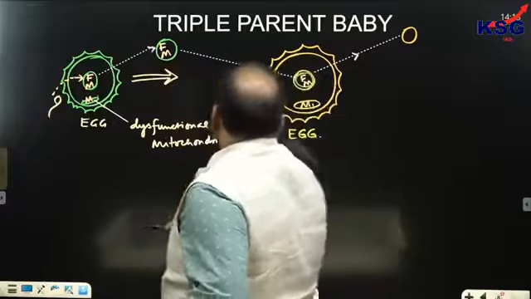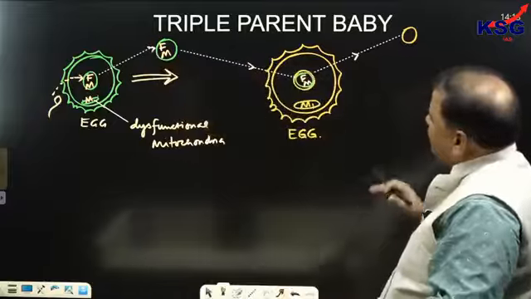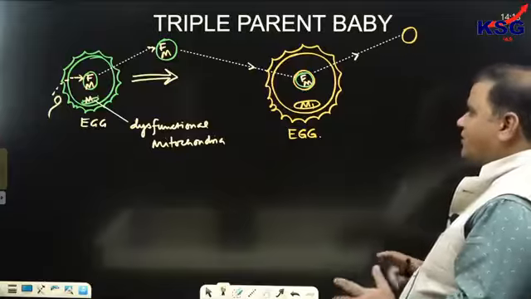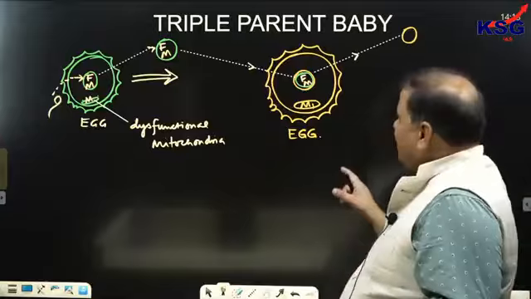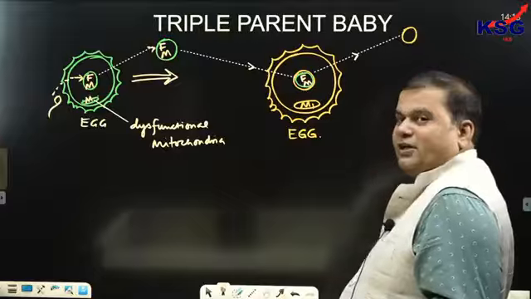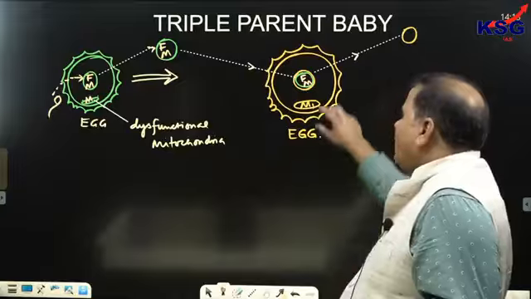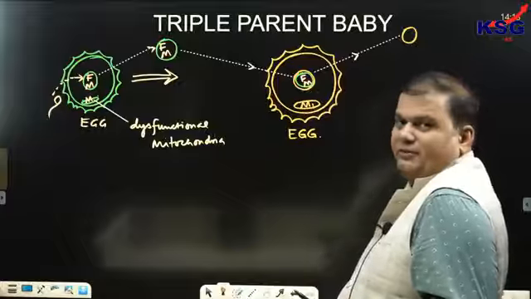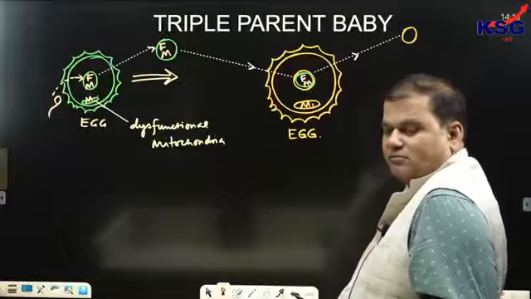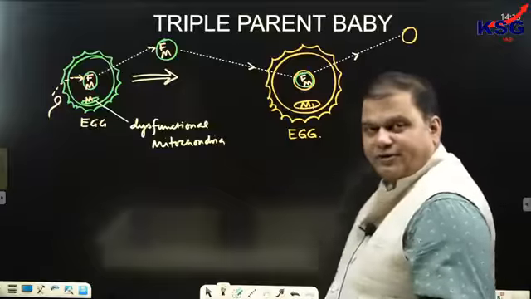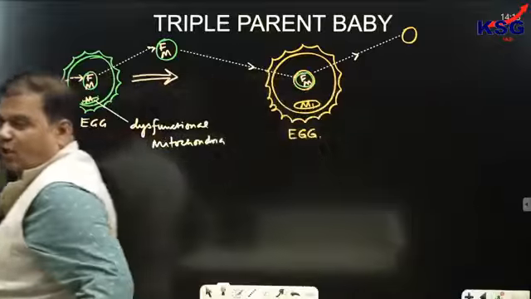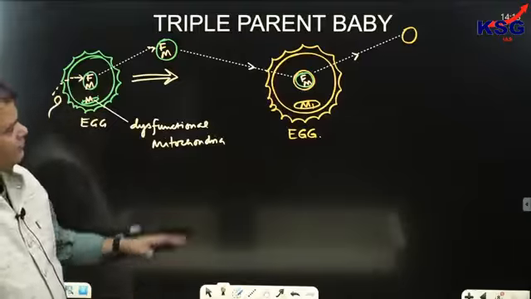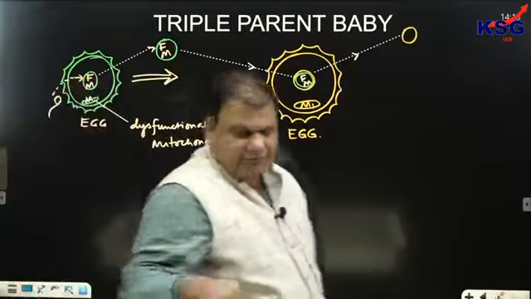Clear? Now finally, in the egg we have the combination of what? In the nucleus, the genetic material of the father and the first mother is present. And in the mitochondria, the genetic material of the second mother is present. This is how mitochondrial DNA transfer can take place. You cannot remove mitochondria from the egg because it is the powerhouse of the cell. The cell would be destroyed. You cannot do that. So this is how mitochondrial DNA would be removed and transferred. So we can see that this would be the final combination.